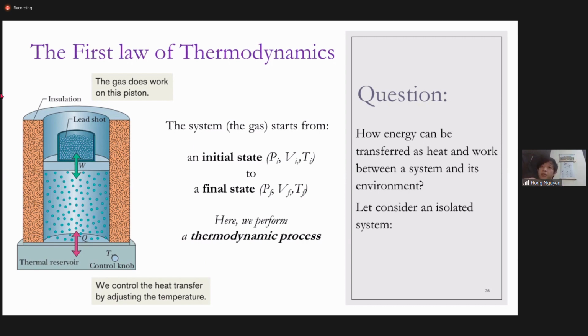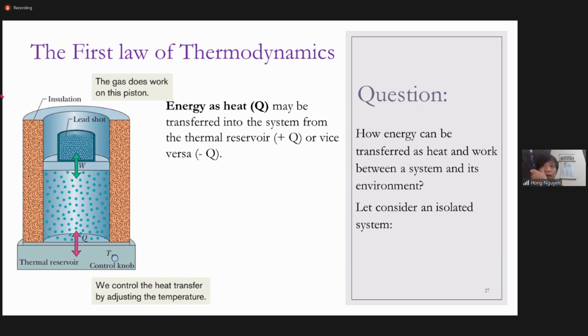Here we say that we perform a thermodynamic process. Please remember the process. We already mentioned this term. When we change the state of the system, actually we do a process, right? Here we change the system, actually the gas. The system here we consider is the gas. We change it from an initial state to a final state. Hence, we perform a thermodynamic process.